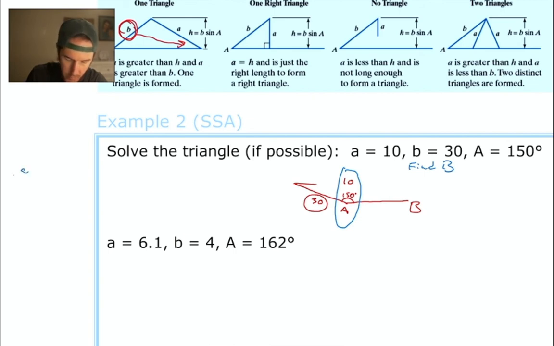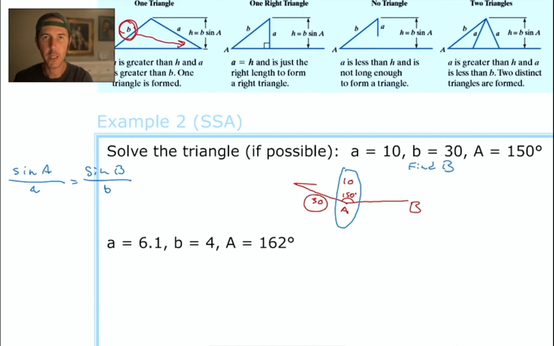I've got lowercase a over sine A equals, now here's a scenario. We're solving for capital B, so I'd like to put capital B in my numerator. So I'm actually going to write my formula this time as the sine of A over A equals the sine of B over B. That way that angle measure B is already in the numerator. That's the thing that we're looking for.